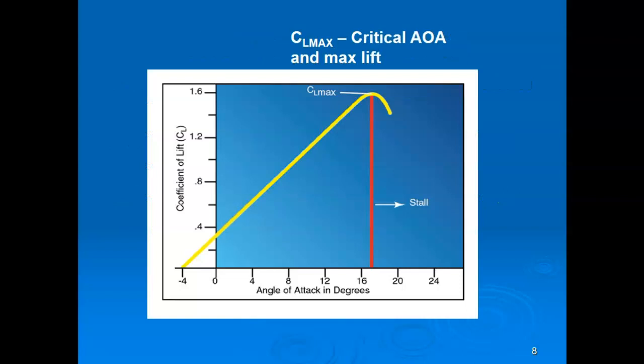Here is a graph showing the coefficient of lift compared to the angle of attack. As you can see in this graph, as the angle of attack is increased, so is the coefficient of lift, until it reaches what's known as the critical angle of attack. At the critical angle of attack, which is approximately 17 degrees nose up pitch, the wing or the airfoil will stop producing lift and go into an aerodynamic stall.